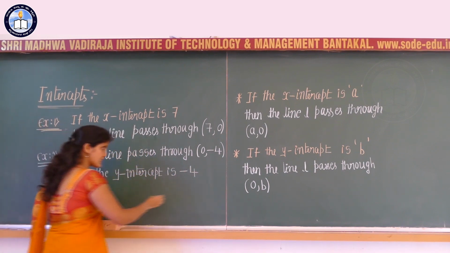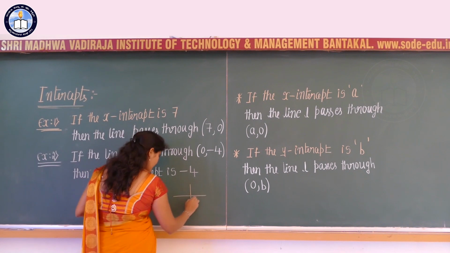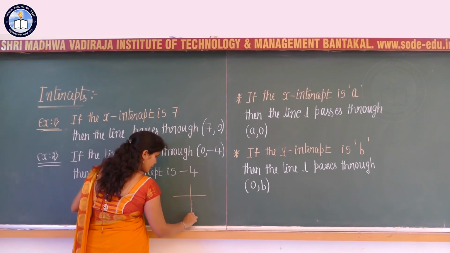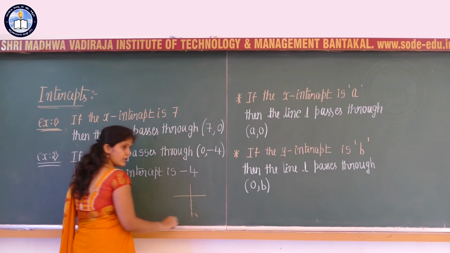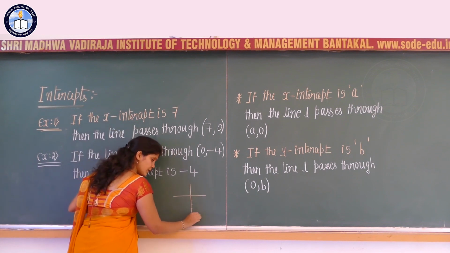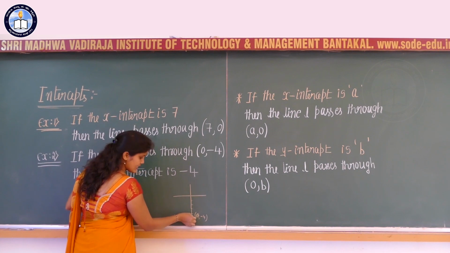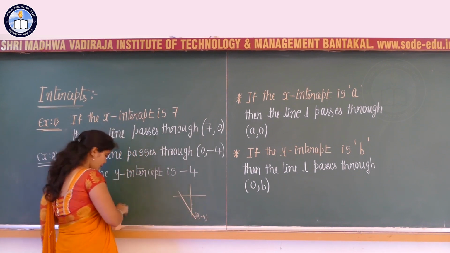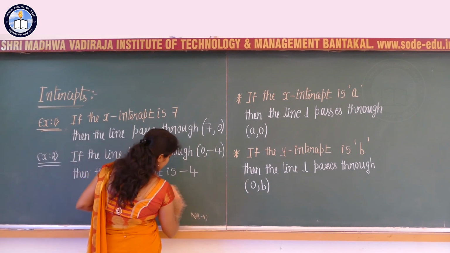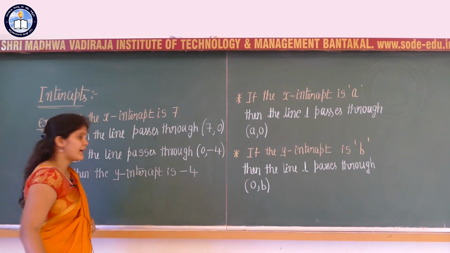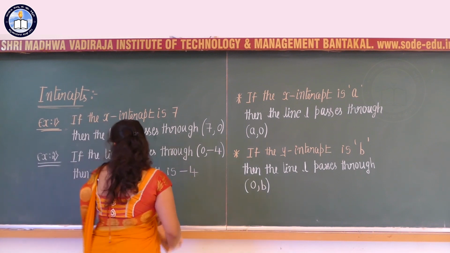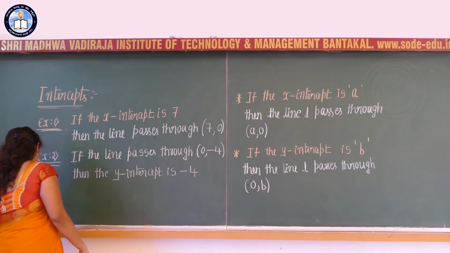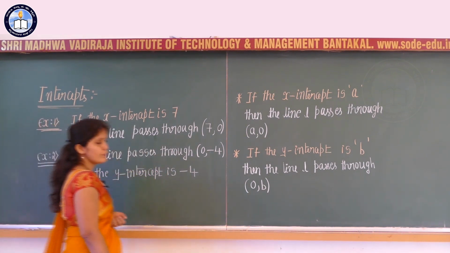So the y-intercept is -4, that is nothing but 1, 2, 3, 4. Somewhere here you have 0, -4. This is the point 0, -4. That means the line passes through this point, 0, -4. Clear? The x-coordinate is 0 and the y-coordinate is nothing but -4. And this is with respect to the concept of intercept.